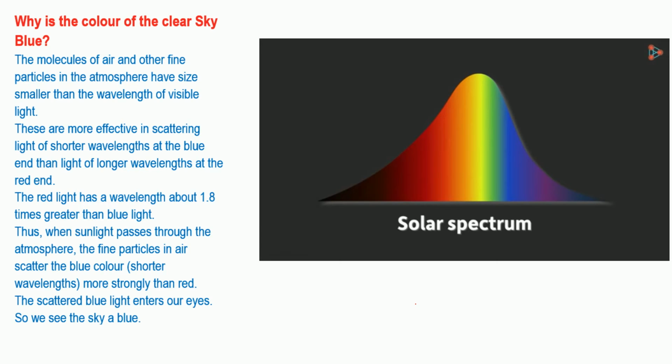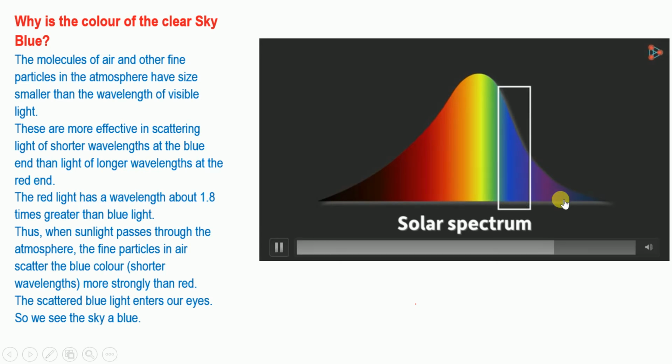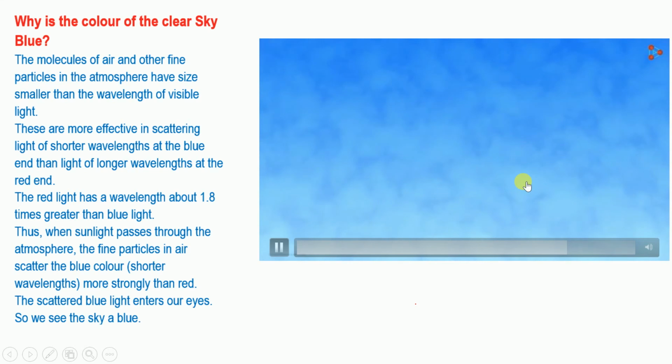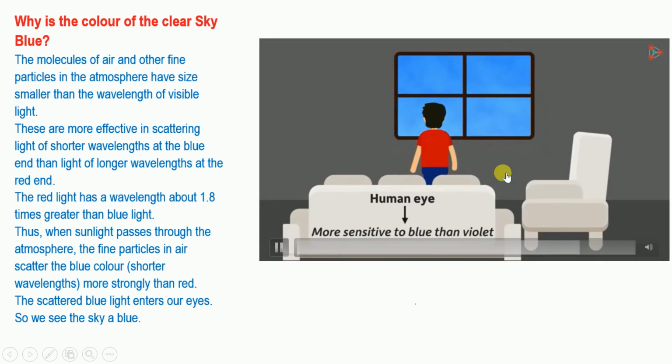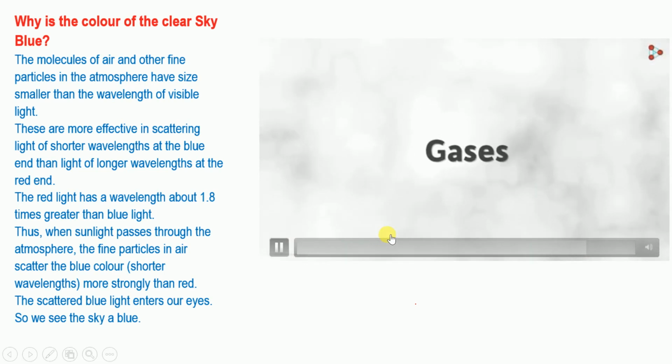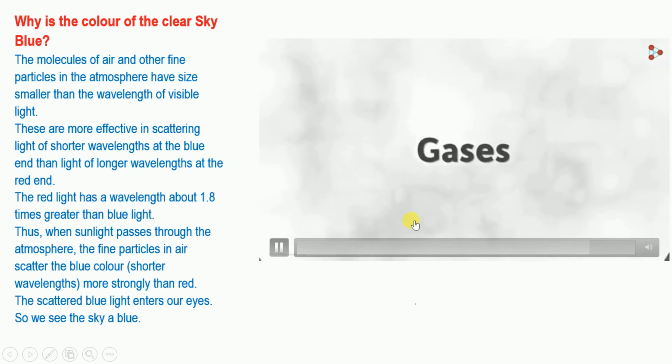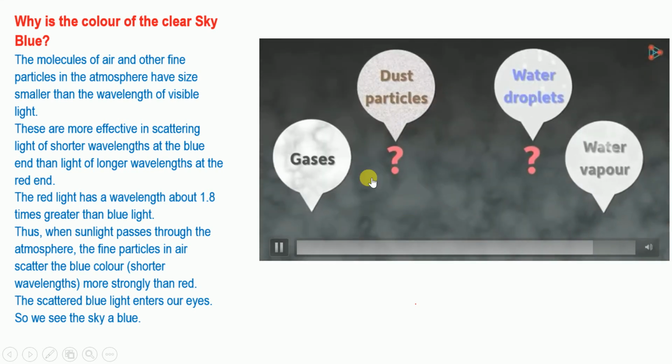This is the solar spectrum. We can see from here, blue, and then here the violet. So violet is scattered, and blue is less scattered, so it reaches our eyes. So we can see that. That is, human eyes are more sensitive to blue. Yes, that's about the gas.